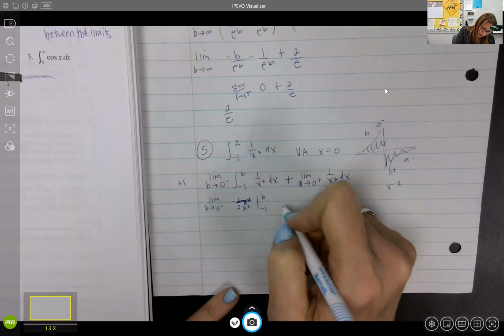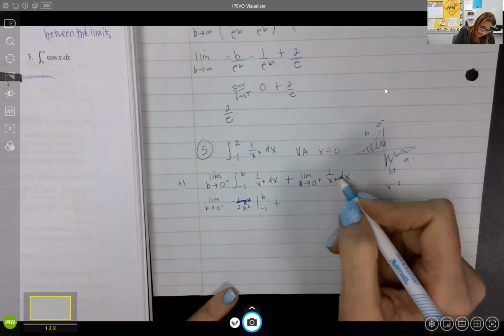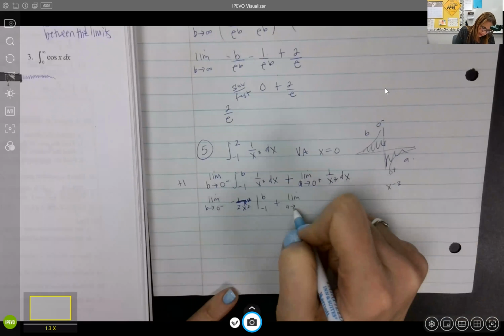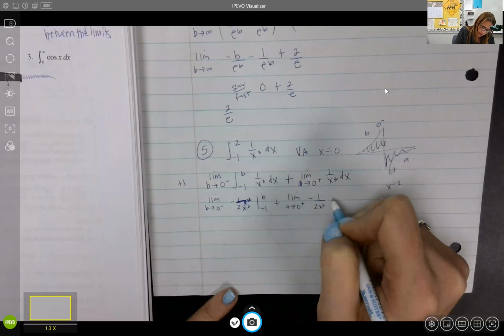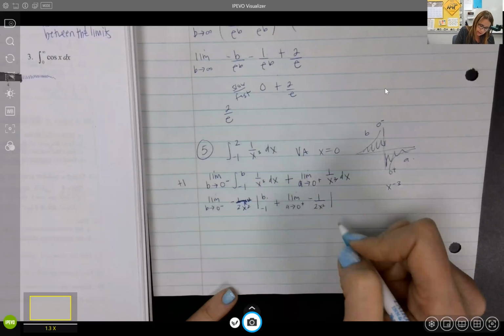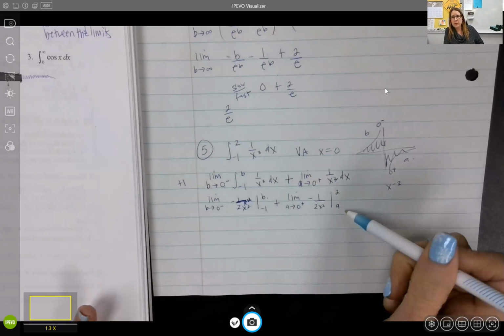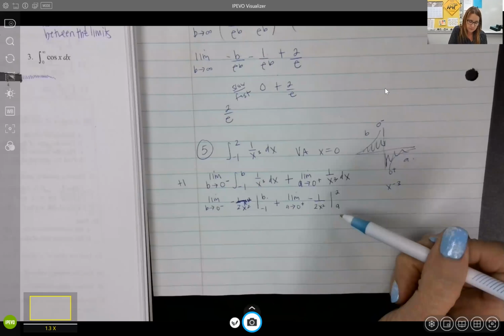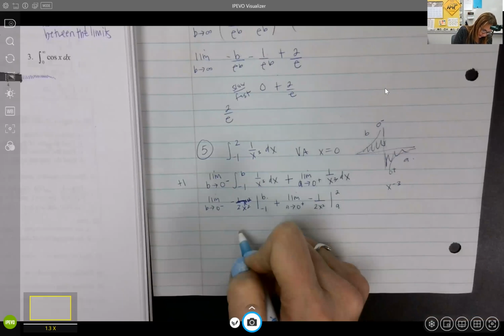Okay, and then here I'm going to have plus, now I already know what this integral is, right? So I'm still going to write the limit, a approaches 0 from the right, negative 1 over 2x squared, evaluated from, now this one I'm going negative 1 to b, on this one we're going a to 2, right? And it really doesn't matter if you call this b, okay? It's just a placement for that 0 that I can't put in.